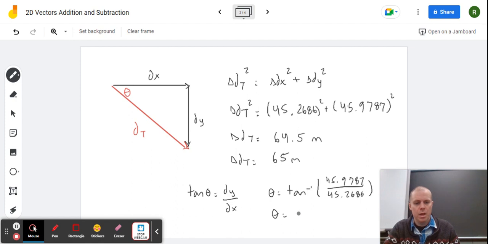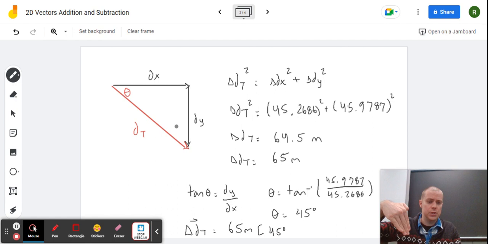Okay. And to 2 significant digits, we get approximately 45 degrees. So that means my final answer here, my resultant displacement, is going to be 65 meters, 45 degrees, and then I look at my picture here. I went east first and then south. So I am south of east.